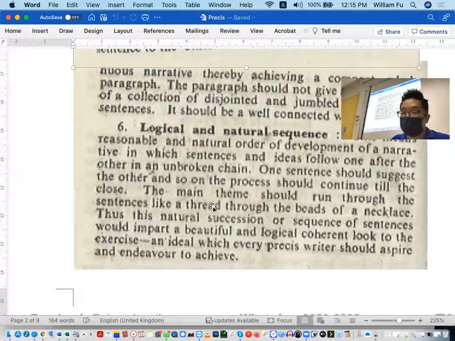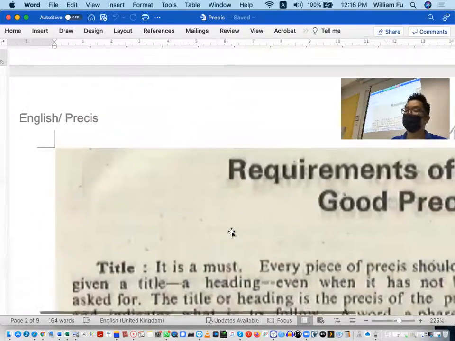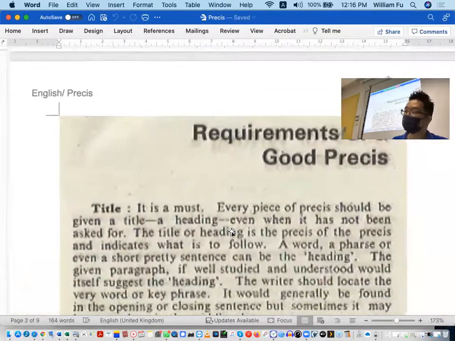Now this natural succession of sentences would impart a beautiful, logical and coherent look to the exercise, an ideal which every precis writer should aspire and endeavor to achieve. Okay, next page.